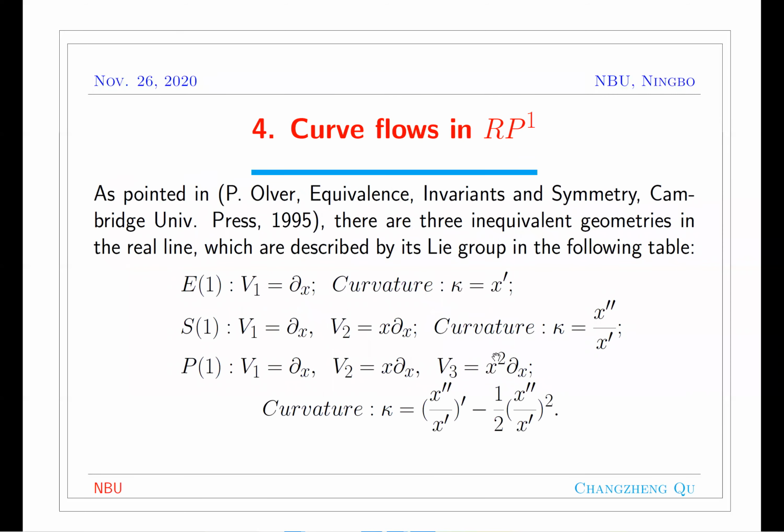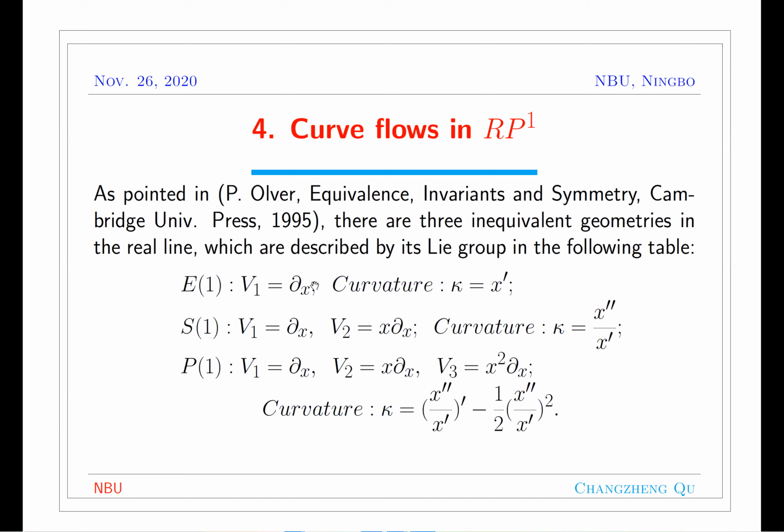To provide the geometric meaning for Miura transformations, here we study the curve flows in the one-dimensional real line, also the one-dimensional projective space. As indicated in Peter Olver's book, there are three equivalent geometries in the real line, which are described by their Lie groups in the following table. First is the Euclidean case, second is the similarity case, and the third one is the projective case.